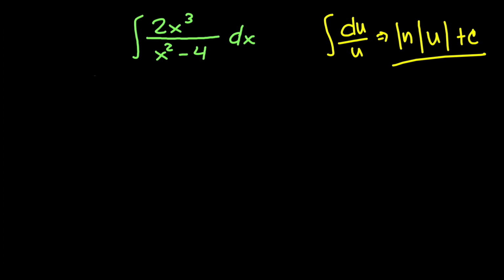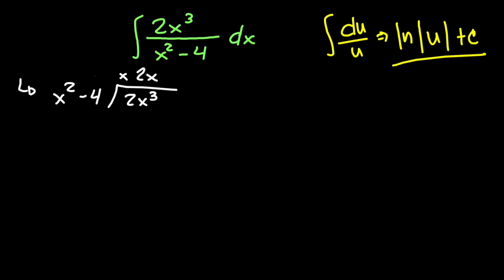The integral of 2x cubed over x squared minus 4 of dx. You can see here now that the numerator has a bigger exponent than the denominator. So we will divide this first. So this would be 2x cubed divided by x squared minus 4. So 2x cubed divided by x squared would be equal to 2x.